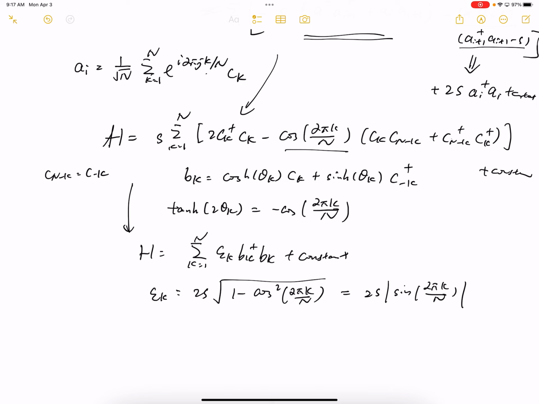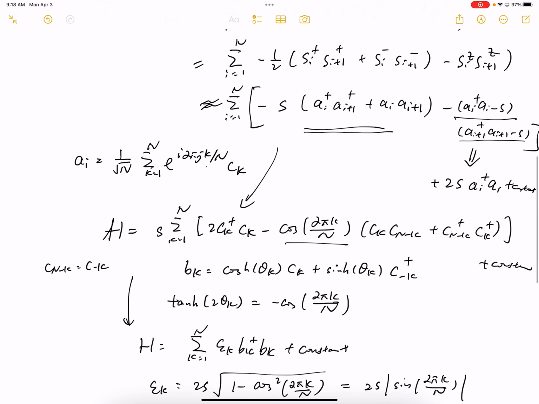I'm going a bit fast here because all the elements of the calculation were already introduced previously, including the transformation between the a_i and the z_k, which is just the discrete Fourier transformation, and also the Bogoliubov transformation, which is to get rid of the pair creation and annihilation terms.